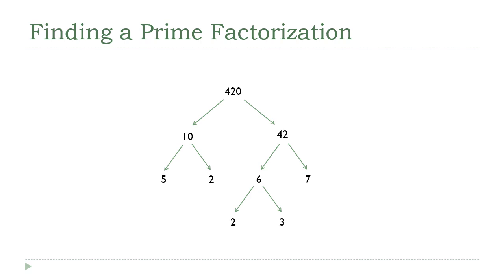And now I can't go any further. Now all of my branches have kind of bottomed out in prime numbers. So now I'm ready to get my answer. If you look at those prime numbers, in graph theory we talk a lot about trees like this. We would call them leaves, right? And leaves are those very bottom elements. Those are the prime numbers that make up the prime factorization of 420.